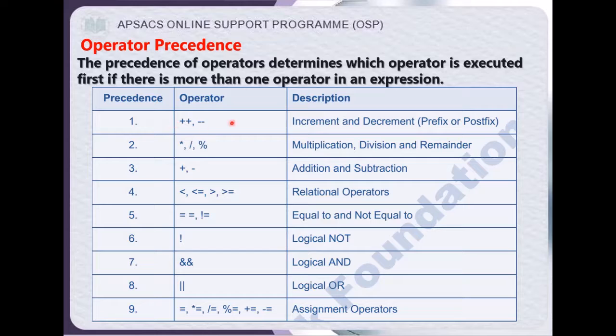First priority is the increment and decrement operators, then multiplication, division and remainder operators, then addition and subtraction, at fourth relational operators, at fifth equal to or not equal to relational operators, number 6 logical not, logical and, logical or, and at last assignment operators like asterisk equal to.